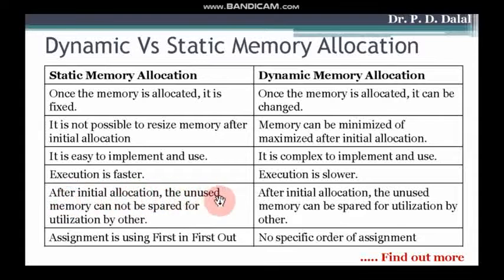After initial allocation, the unused memory cannot be spared for utilization by others. Here, the difference is you can free some of the unutilized memory and it can be used by some other variables or some other nodes. Assignment is using first in, first out. There is no specific order of assignment because it is DMA. Wherever there is free memory, it will be allocated.